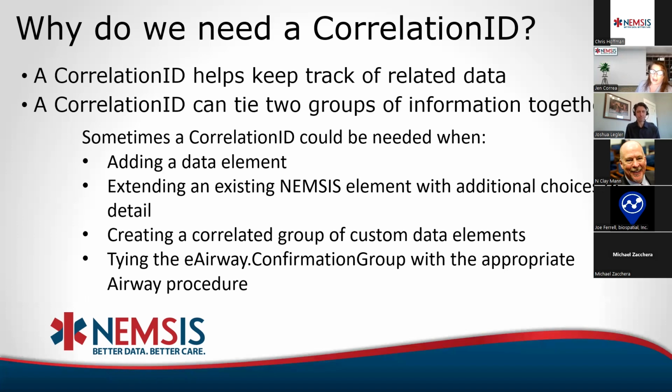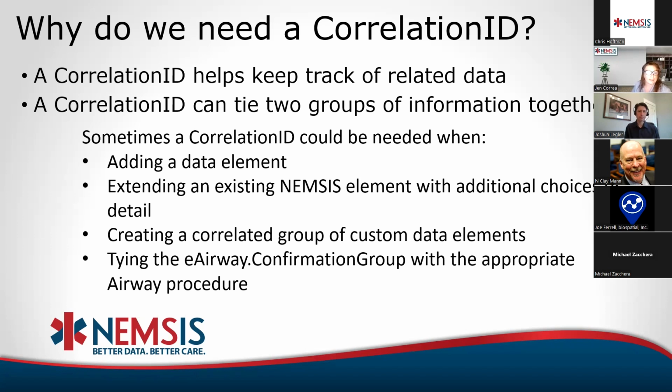So when we're talking about adding a data element, we're kind of talking about the custom elements. If your state or your local oversight agency has added a custom element and that is not collected at the national level, you have to tie that custom element back to a national value. And we're going to show you examples of this later on. But that's how correlation ID is used, right? It's going to show you what the custom element value was and what the NEMSIS element value is. You need that when you're extending a NEMSIS element, when you're just adding values to it.